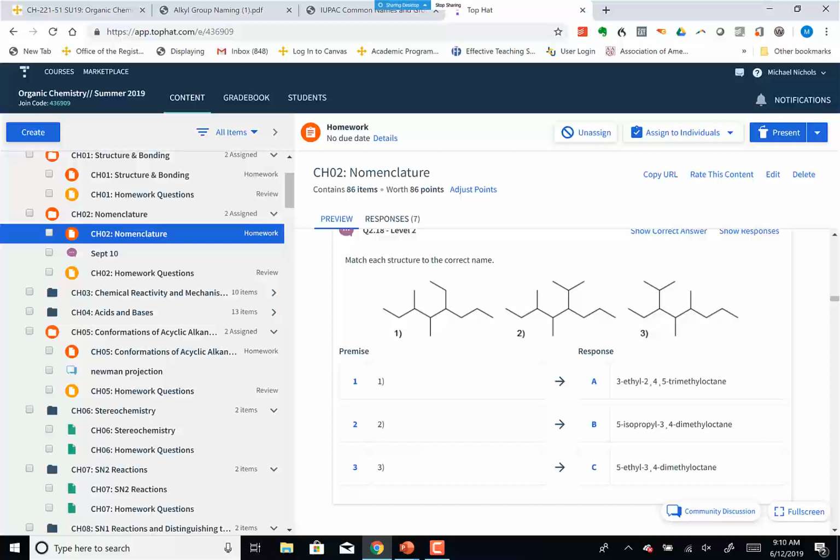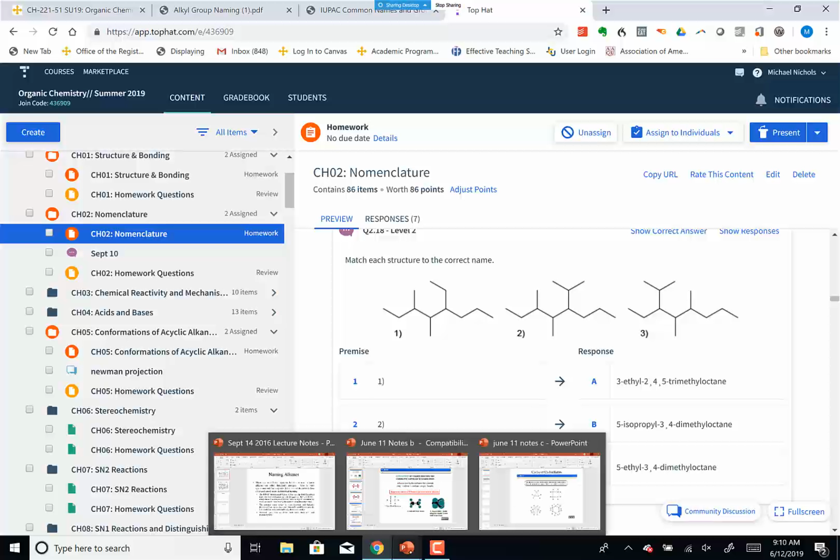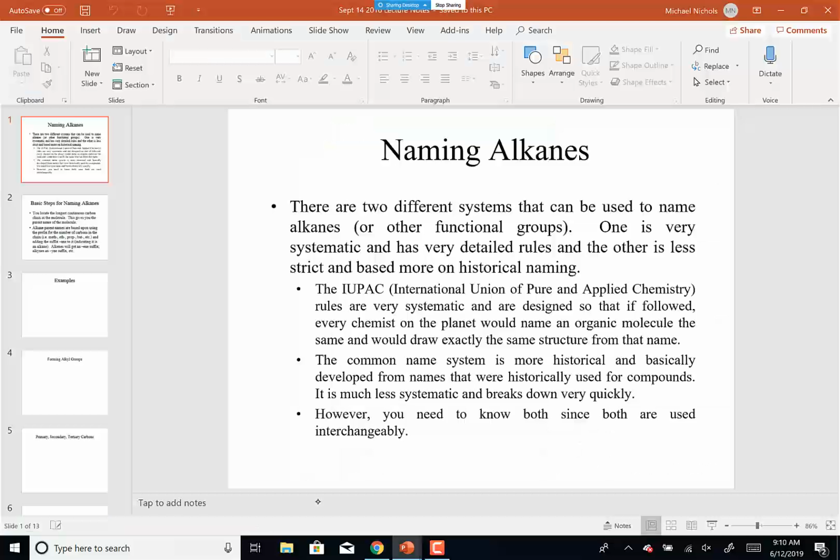So let's start from scratch. Our rules for naming, and I'm going to outline what I'm sure the book said: there are two different systems that you can use for naming alkanes and other functional groups. What's called the IUPAC method, which is from the International Union of Pure and Applied Chemistry. They have decided the rules such that if you use their rules, you will get one and only one name for the molecule. Basically any chemist in the world will name that compound the same, or will draw the structure from that name exactly the same. So there has to be a standard method of naming, and that's what the IUPAC system does.